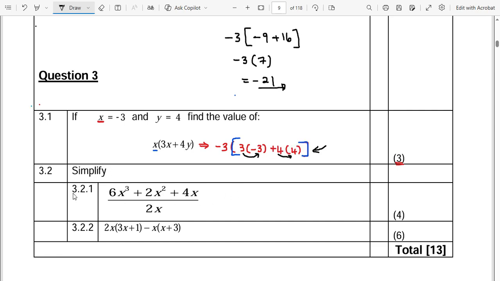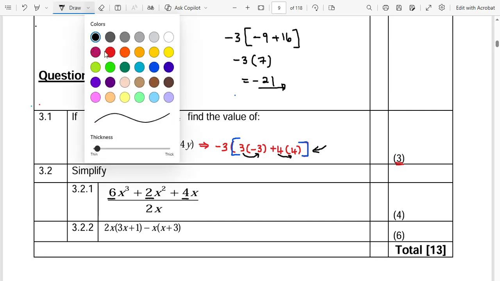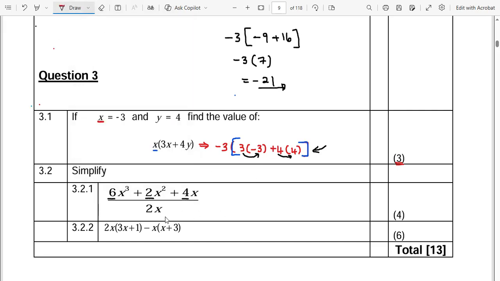Let's move on to 3.2.1. On this one, they want you to simplify. When you simplify, you have to check first: can I take out the common factor? Yes. Look at the top part. We need to find the number that can divide all these coefficients, and that number is 2. So this tells you that you can take out the 2 as a common factor.